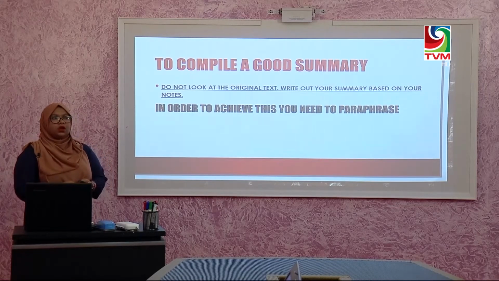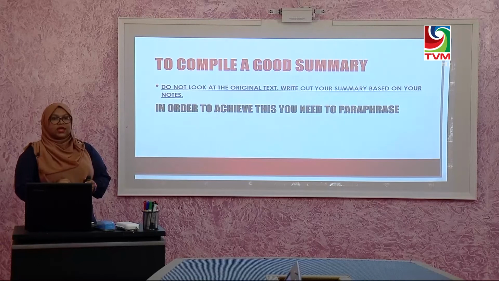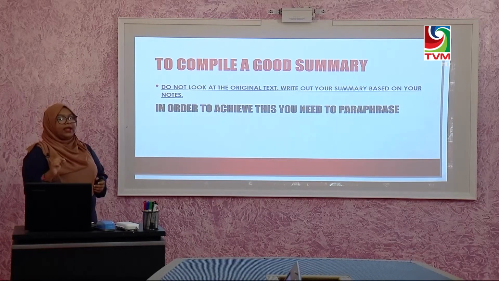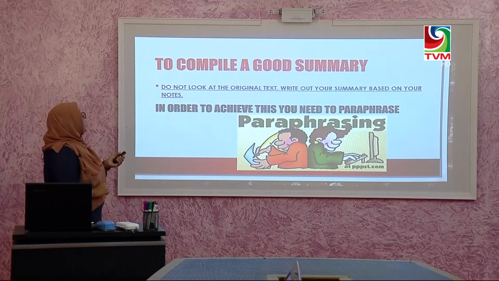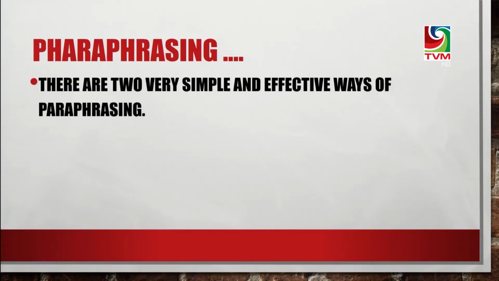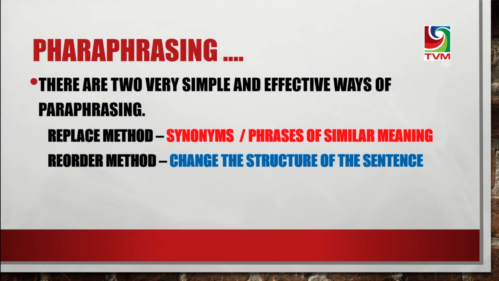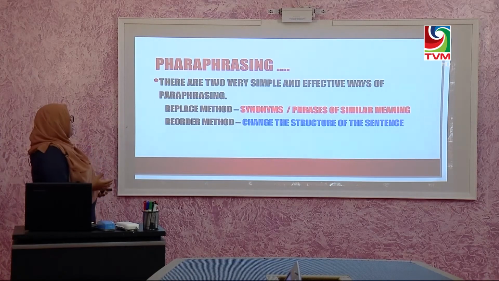Now the question comes, what is paraphrasing? Paraphrasing is expressing someone else's idea in your own words without losing the main meaning or main idea. In order to do this, there are two very simple and effective ways of paraphrasing: the replace method and the reorder method. Replace method is to use synonyms or phrases of similar meanings. Reorder method means to change the structure of the sentence with the changed synonyms or with the changed words.